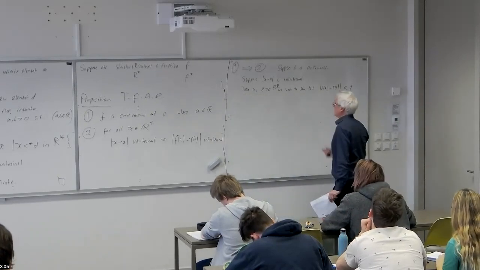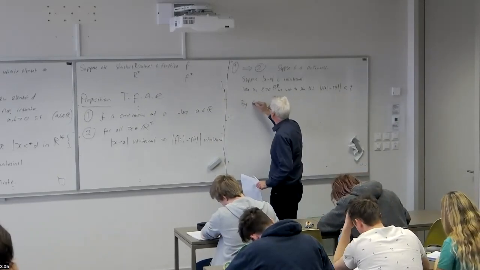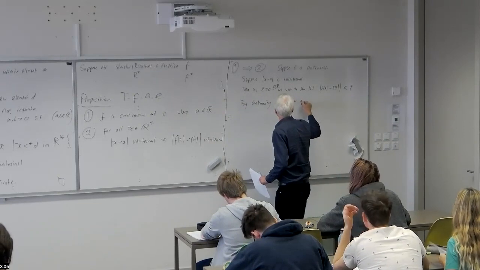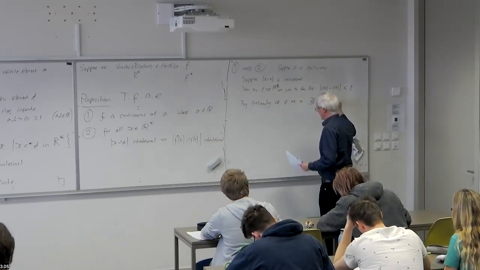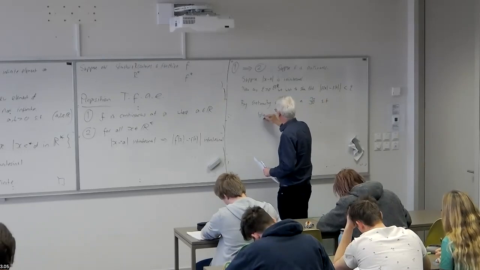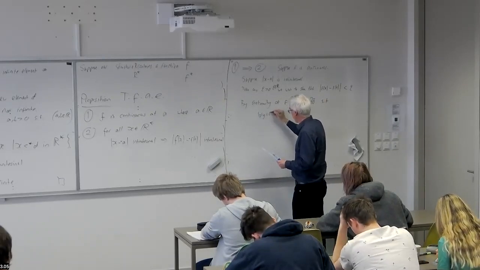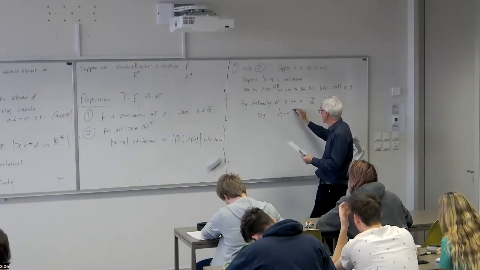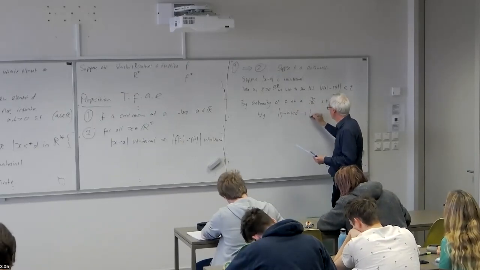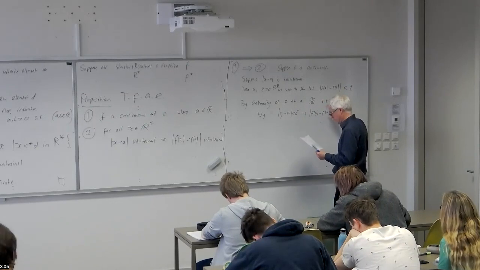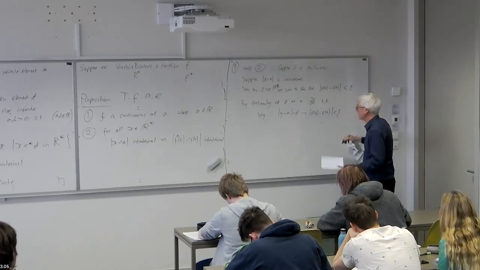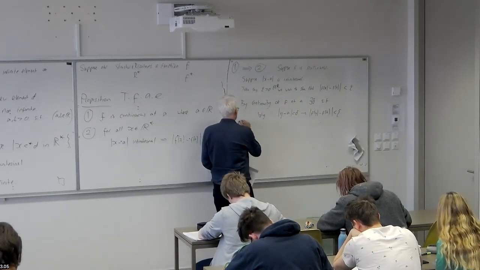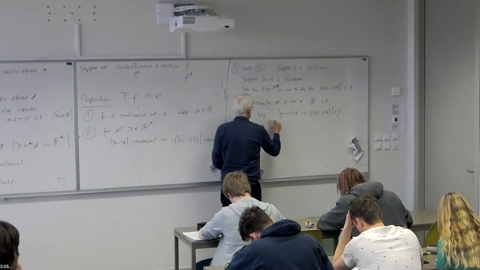So now we use that f is continuous. By continuity of f at a, there exists a delta such that the usual stuff holds. So for all y in the reals, if the absolute value of y minus a is less than delta, then the absolute value of f of y minus f of a is less than epsilon. By continuity, that's true about the real numbers.